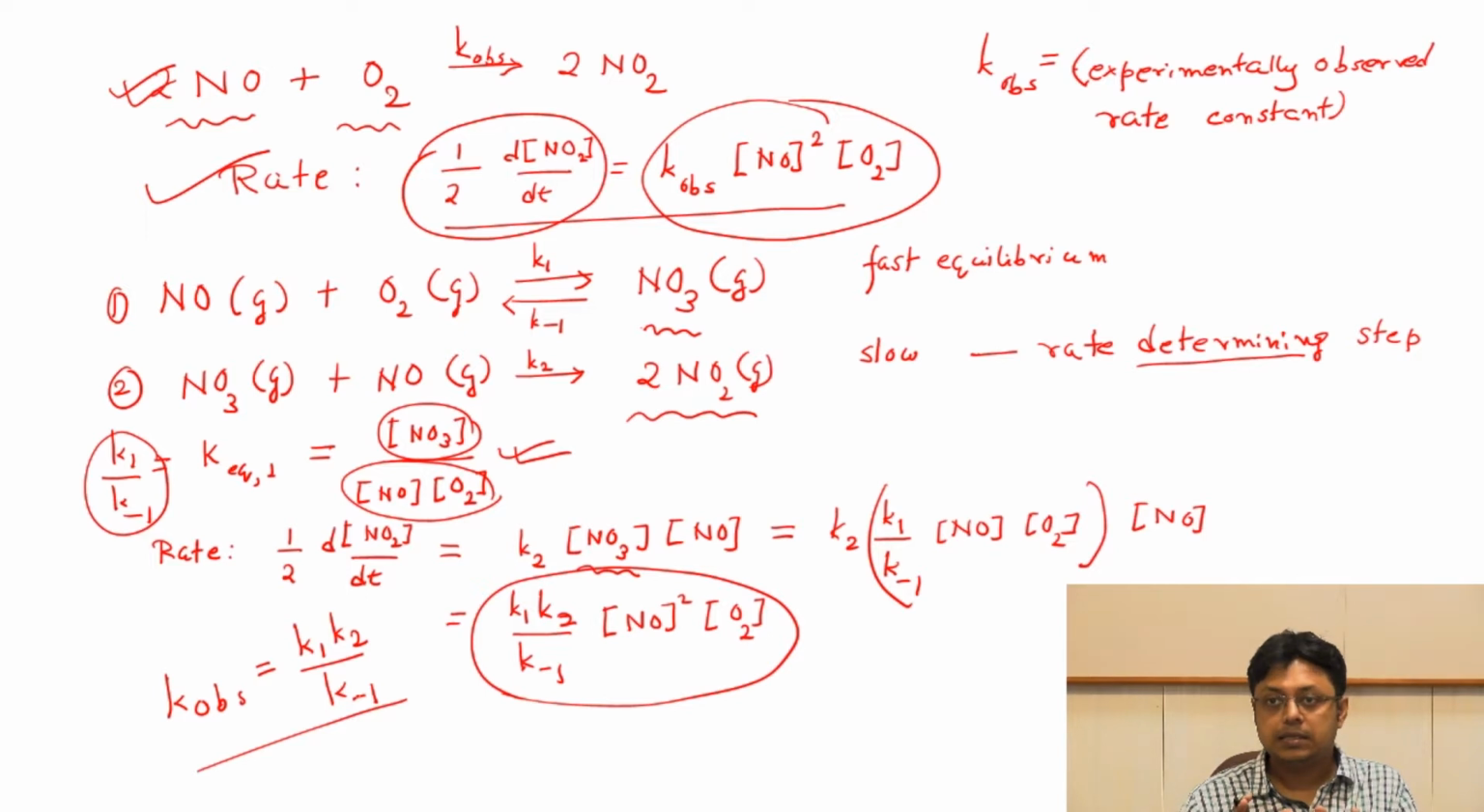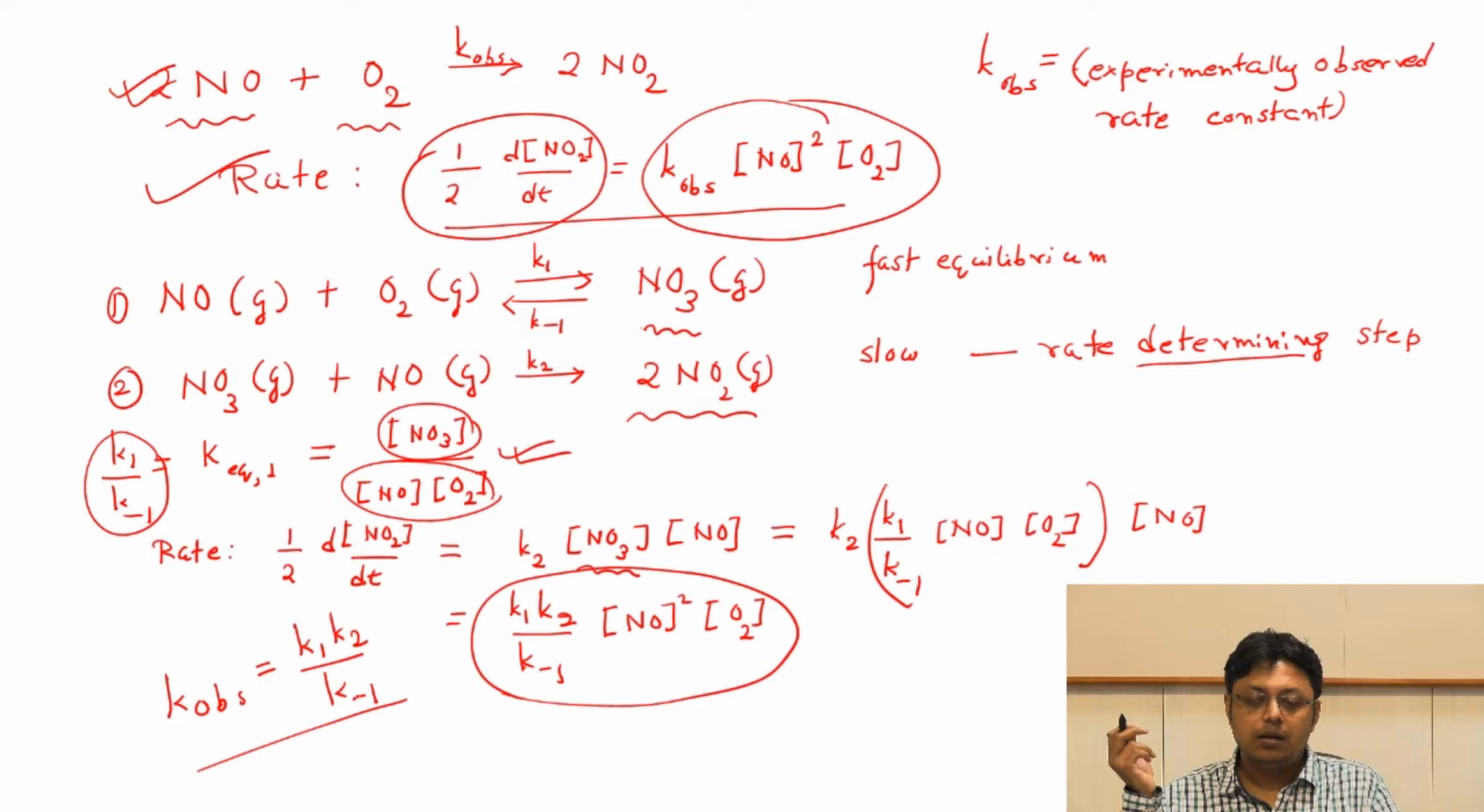So this is a mechanism which satisfactorily explained our observed rate law, which is actually some rate constant times the nitric oxide concentration squared times the oxygen concentration, and we found we can satisfactorily explain. However, we still do not know whether this mechanism is correct or not. You can actually come up with some model which satisfactorily explains it.